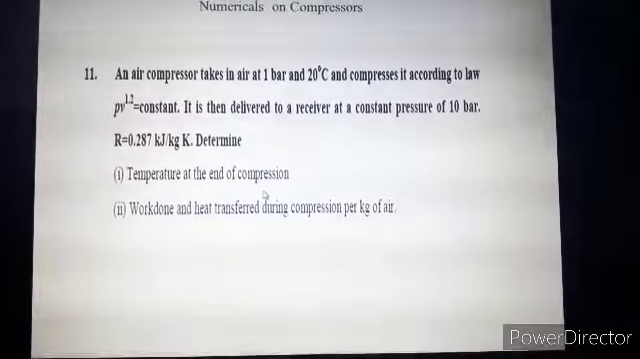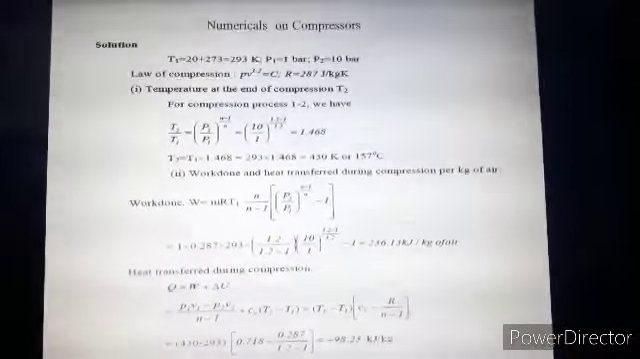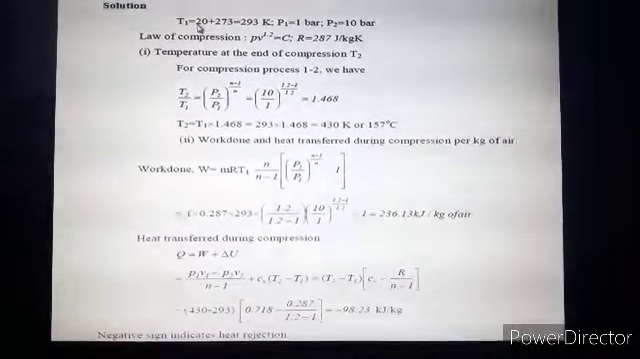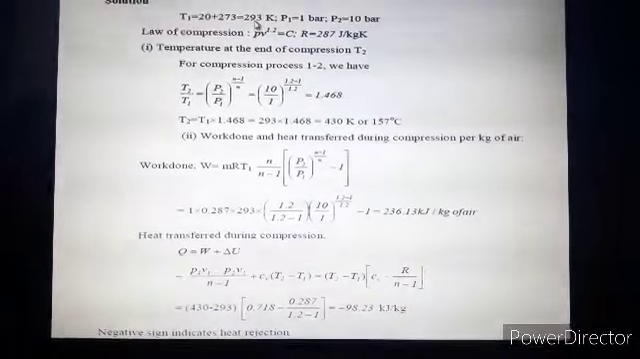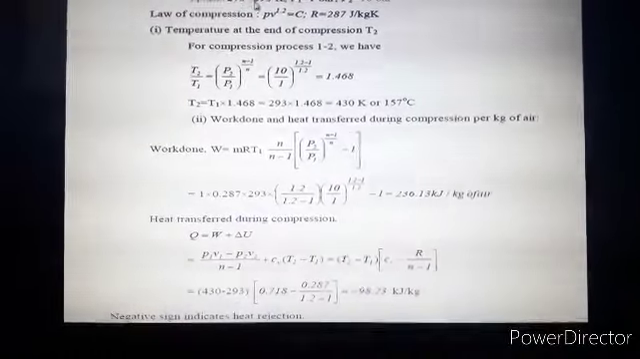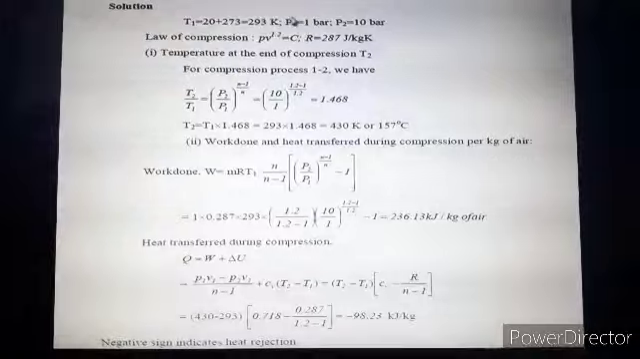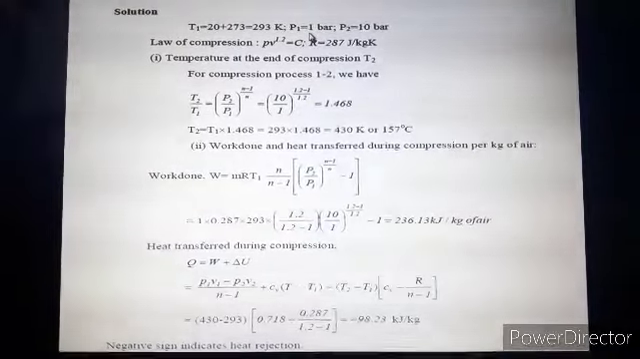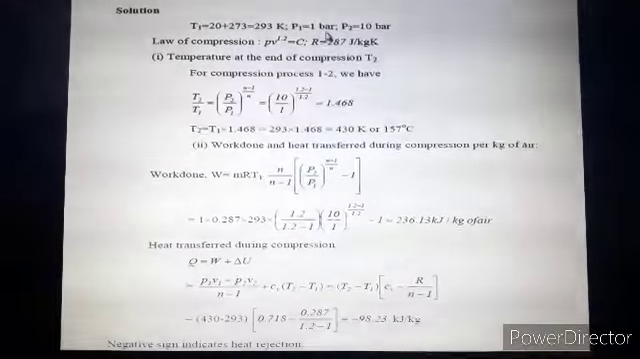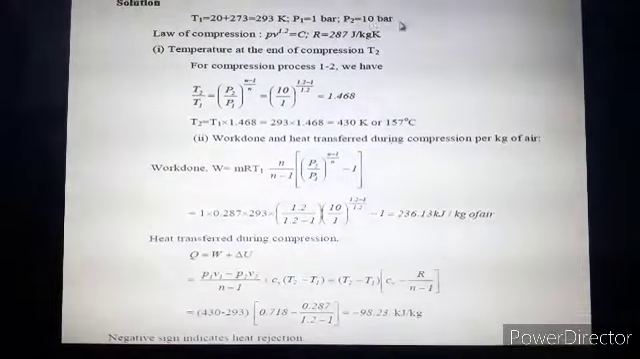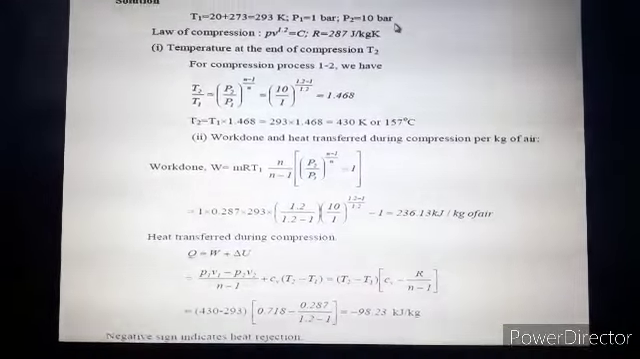Now let us proceed for the solution. Temperature T1 is converted from degree Celsius to degree Kelvin, so it is 20 plus 273, so 293 Kelvin. Then pressure is 1 bar. Again we have to convert this from bar to Pascal, so 1 into 10 raised to 5 Pascal. Pressure P2 is 10 bar, so 10 into 10 raised to 5 Pascal.